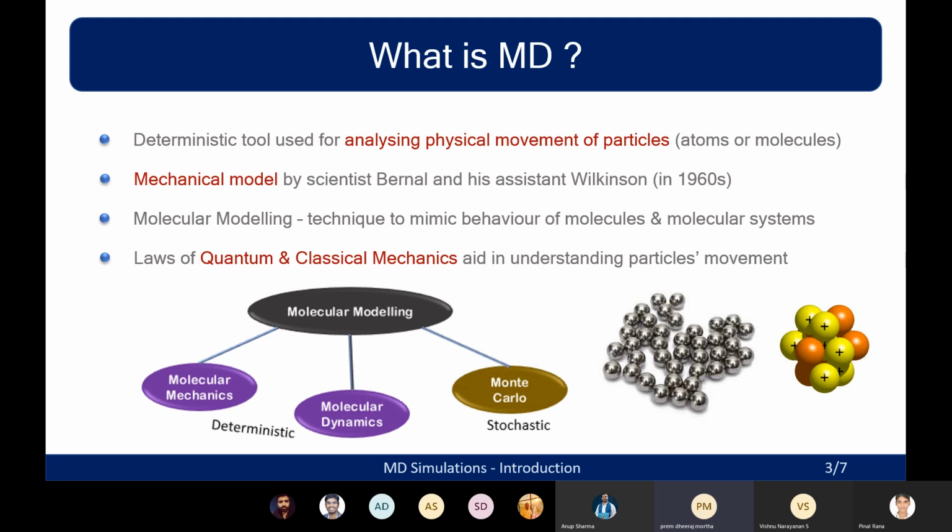and he made his interpretations as to how molecules or particles of a liquid would flow on a flat surface by looking at the movement of these balls on a flat surface. His idea was further extended by his assistant called Wilkinson.